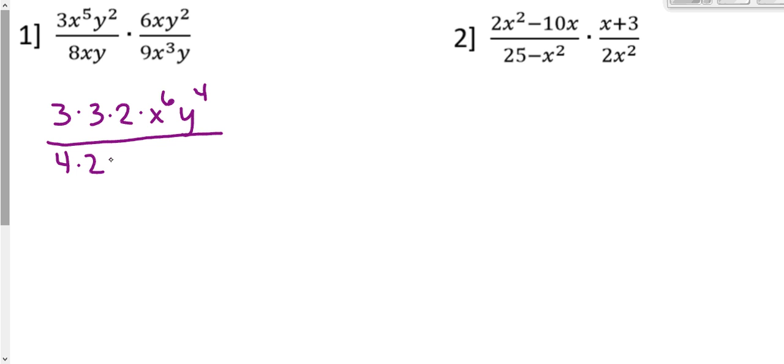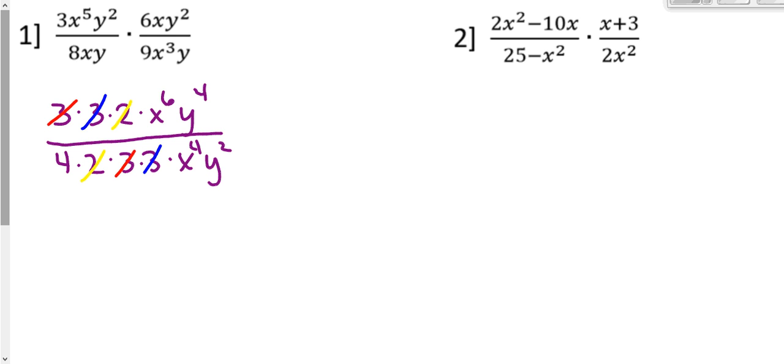And we can factor the 9 into 3 times 3. And then we have x times x to the 3rd, so that's x to the 4th. And we have y times y, so that's y squared. Okay, now let's look at the coefficients. And let's cancel a 3 from the top and the bottom, and another 3 from the top and the bottom, and the 2 from the top and the bottom.